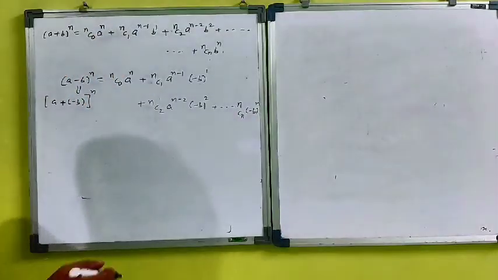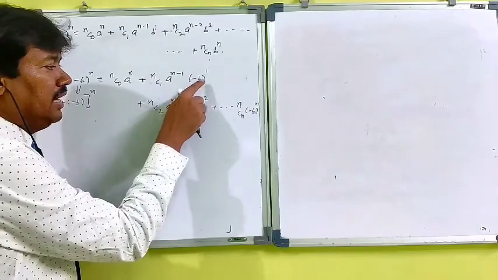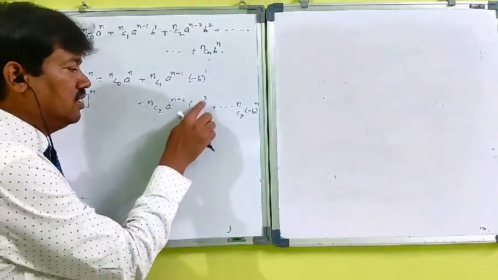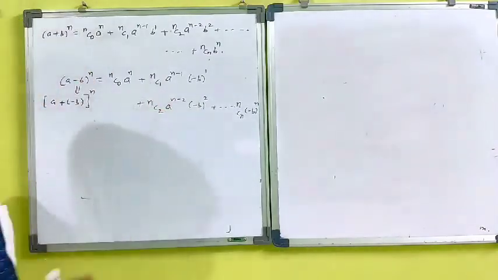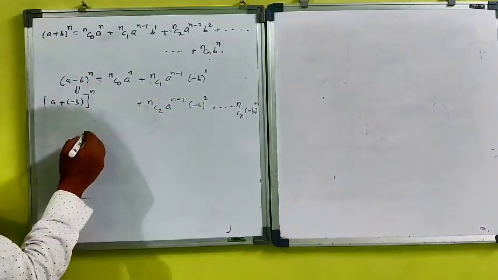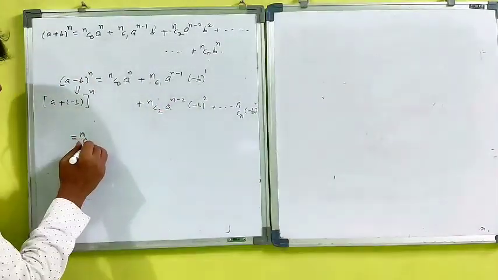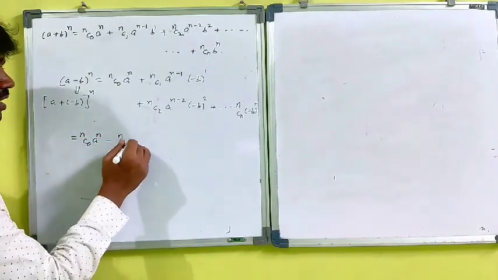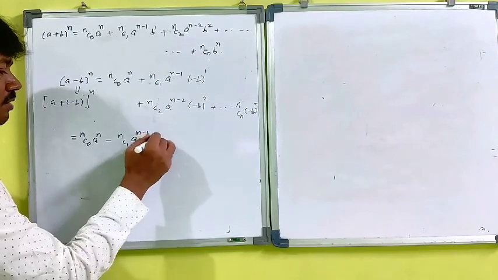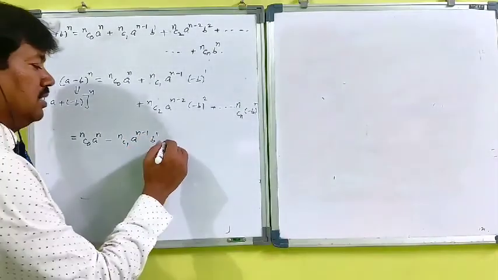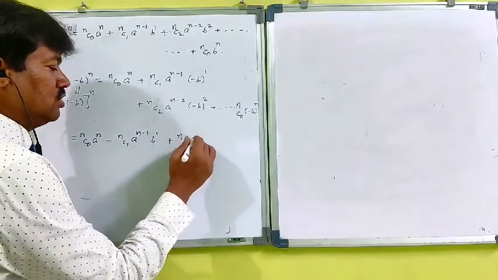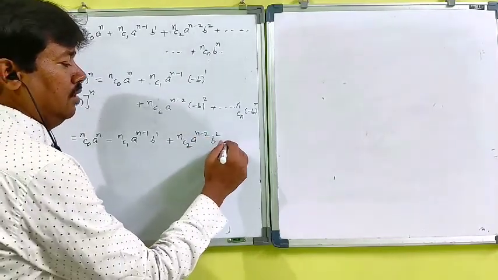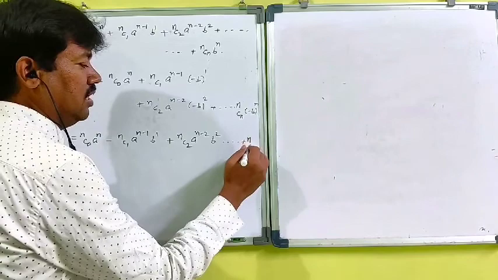So clearly from this, when the power of minus b is odd, it will be negative sign. When the power of minus b is even, it will be what? Positive sign. Therefore this expression becomes nC0 a raised to n minus nC1 a raised to n minus 1 b raised to 1 plus nC2 a raised to n minus 2 b square and so on.